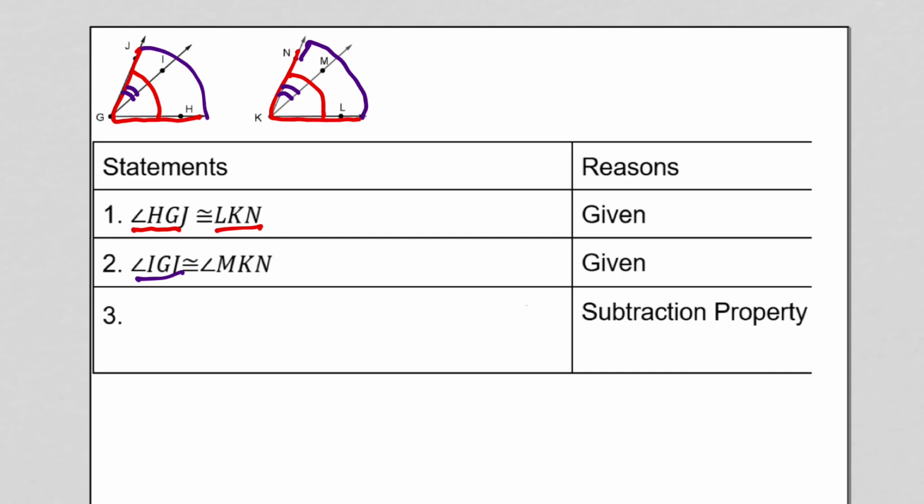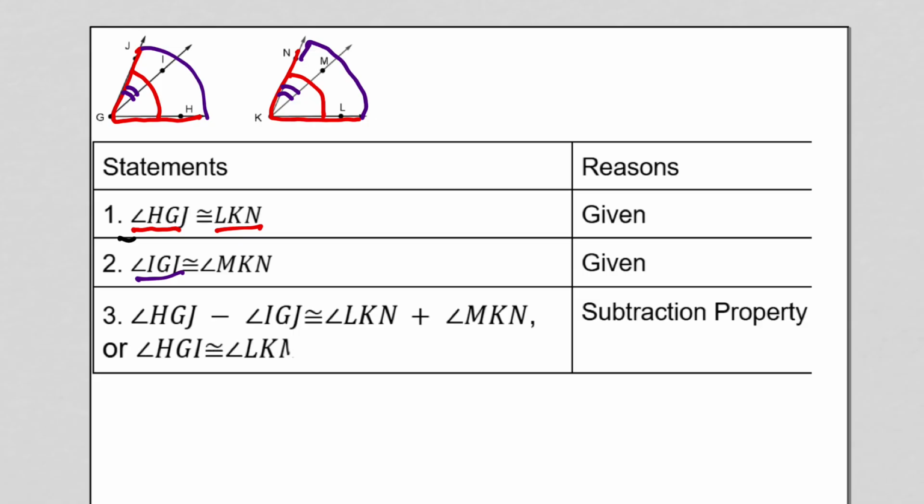Subtraction property, because you're going to be subtracting these two things. And when you do that, it looks like this. That's the subtraction property. Some people say subtraction property of congruence. But I'm going to let you then just jump to an equivalent statement. So you can write or, and then you can say that. So if I make this green, now we're able to conclude that this angle here is congruent to that angle there.